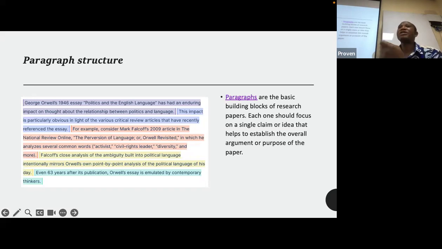So it's now bringing specific evidence to highlight that introduction that was given. And then you talk about, for example, consider Mark Falco's 2009 article. So it's now bringing this example to explain again what was said in the previous sentence and the first sentence. And then you are able to conclude. You see, the last one is talking about how even 63 years after its publication, Orwell's essay is emulated. So now you see that within that paragraph, you have all your concise stuff.